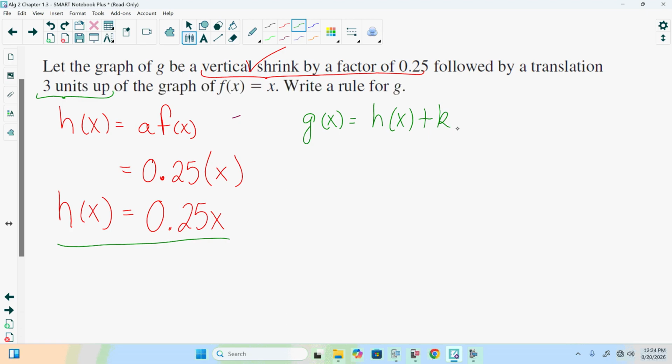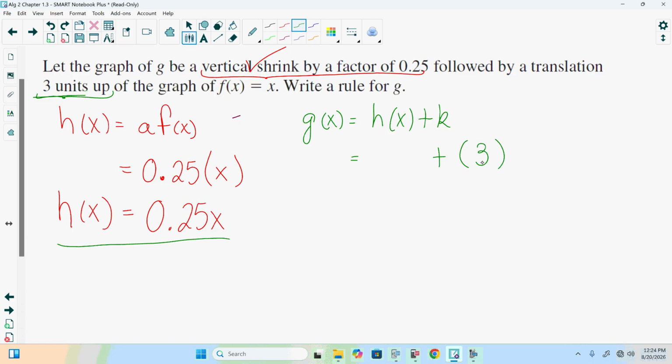Because f of x is just a name, right? Because in the general forms, we're saying we're applying all of this to f of x. We don't have to. We can apply it to any function. So we're just saying we're taking that function h of x, the 0.25x, and moving it up or down a certain amount, whatever the value of k is. And our value of k in this case is 3, yes? And it would be positive or negative? Positive because we're going up.